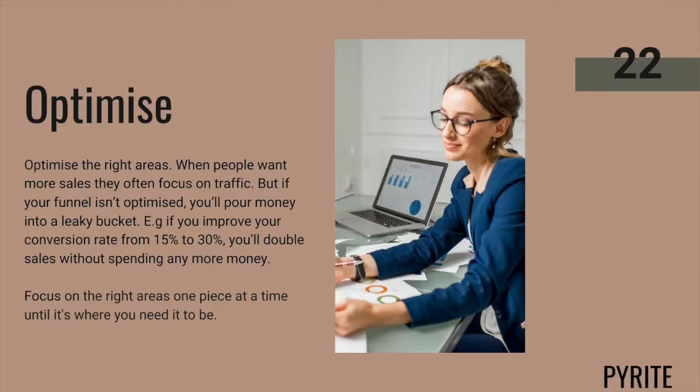Now that you've looked at your analytics, you're going to optimize in the right areas. And when people want more sales, they often focus on traffic. But if your funnel isn't optimized, you'll pour money into a leaky bucket. For example, if you improve your conversion rate from 15 to 30%, you'll double sales without spending any more money. So focus on the right areas one piece at a time until it's where you need to be.